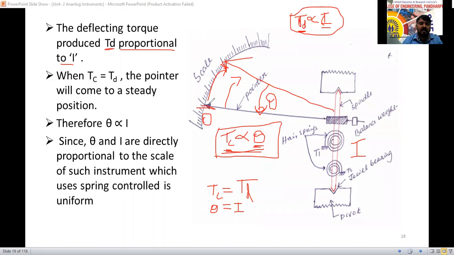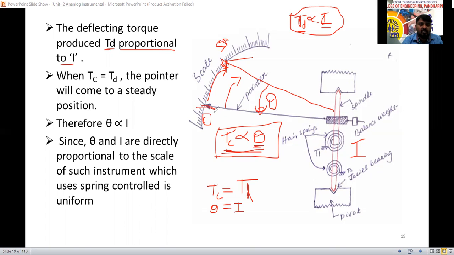Because of the current supplied, the value goes from 0 to here. Suppose we measured 5 ampere. After that I say remove the supply. After removing the supply, what will happen? It was 5 ampere, and from 5 ampere it will come back to 0. So the magnitude of the deflecting torque is equal to the controlling torque.